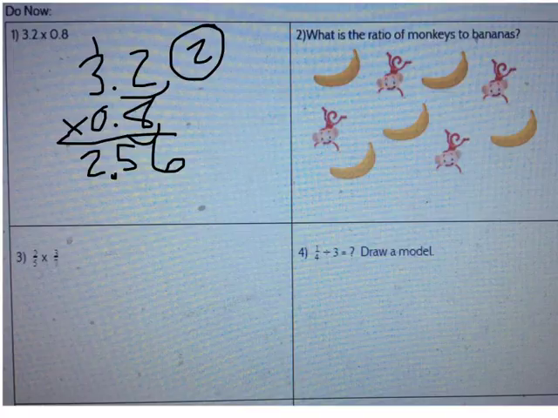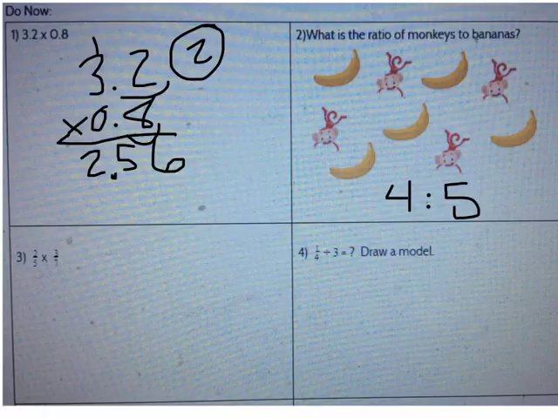We talked about ratios last week. What is the ratio of monkeys to bananas? Remember, I need to count the monkeys and count the bananas. The ratio is 4 to 5.